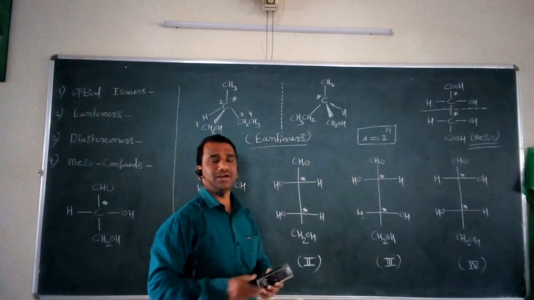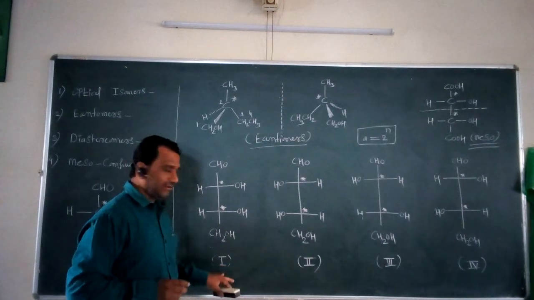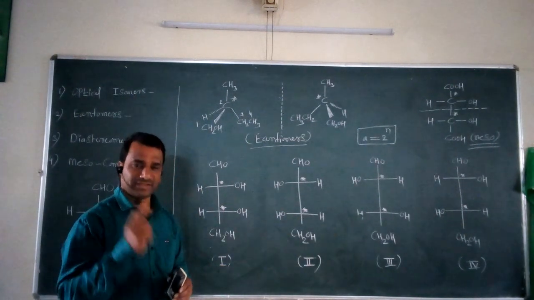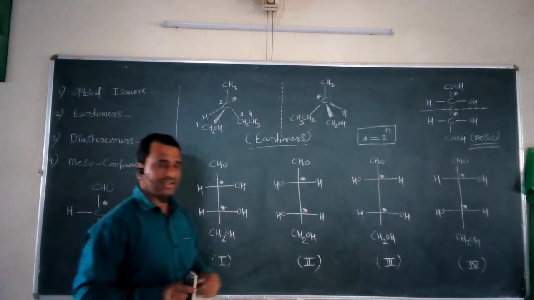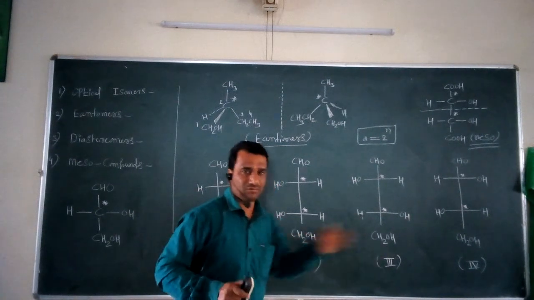Again, they are not mirror images of each other, and that's why stereoisomer number 1 and 4 are again called the diastereomers of each other. Now, if we consider the second stereoisomeric form with the third, what happens here?